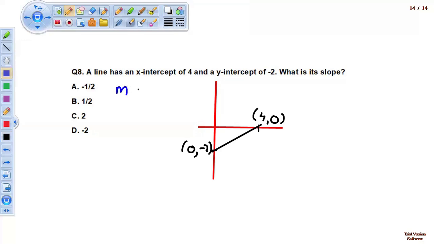Slope is equal to y2 minus y1. I'll decide that this is y2 and x2, and the other is y1 and x1. So 0 minus y1, which is -2. Minus into minus is positive. So 0 plus 2 upon x2, 4 minus 0. So what we get here is 2 upon 4. That will come as 1/2. So B option is correct. The slope is 1/2.